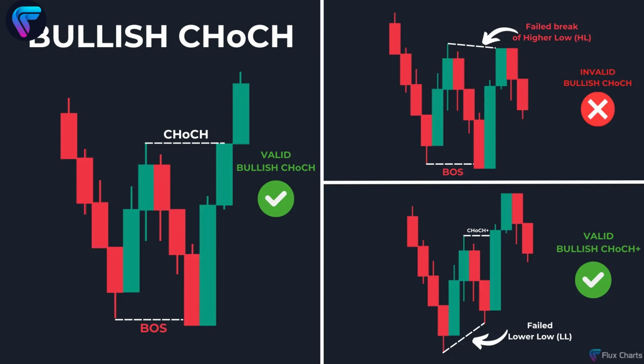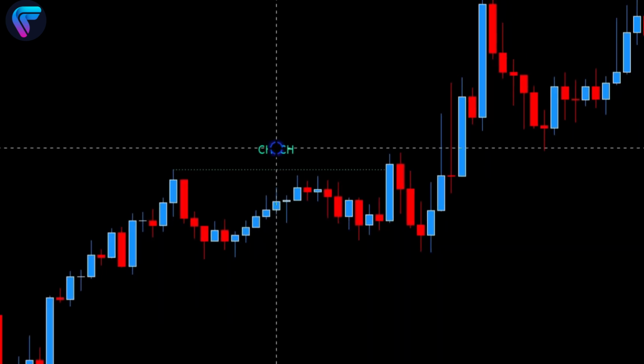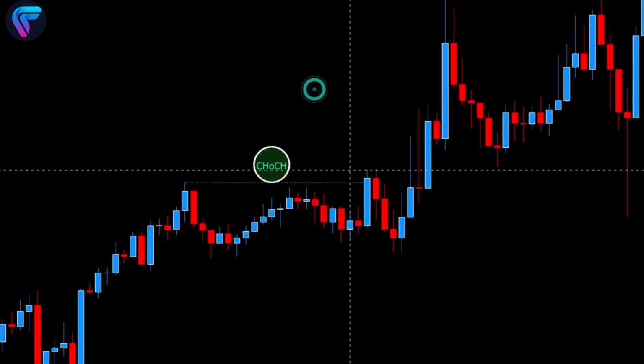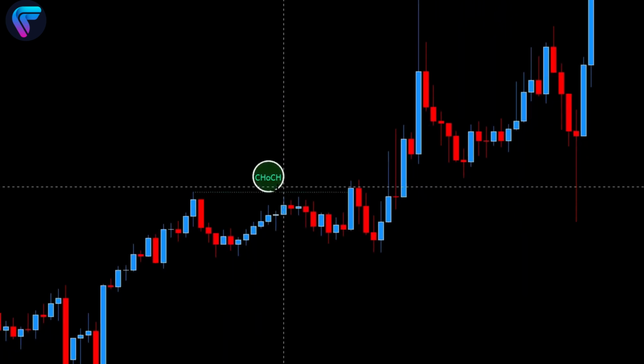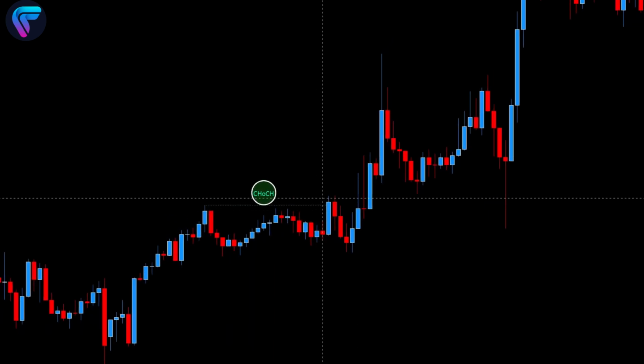Picture the scenario. The price follows a clear uptrend, producing higher highs and higher lows. We anticipate a bullish break of a structure, a breakout above the previous high, affirming the uptrend's persistence. However, instead of surpassing the high, the price unexpectedly declines, breaching a previous low. This unsuccessful BOS, the inability to maintain the pattern, is our change of character. It's as if the market is losing momentum and exhibiting signs of vulnerability.